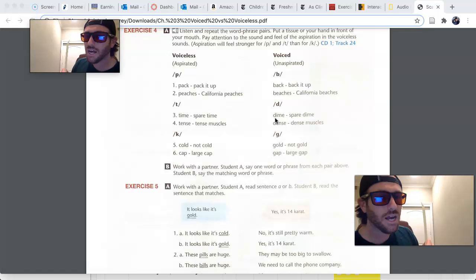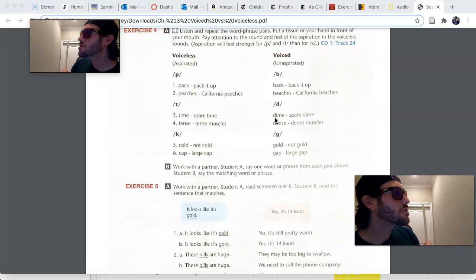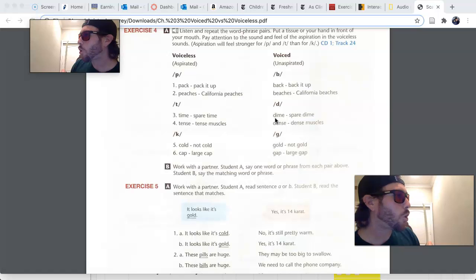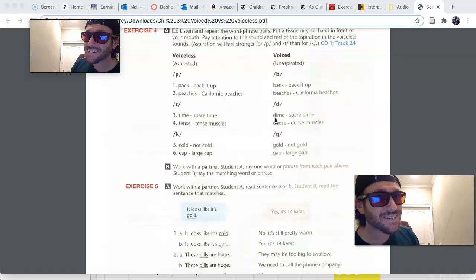Okay, last one. K consonant sound. K, k. Cold. Cold. Not cold. G, g. Gold. Gold. Not gold. K, k. Cap. Cap. Large cap. Notice how you get a little aspiration at the end, right?